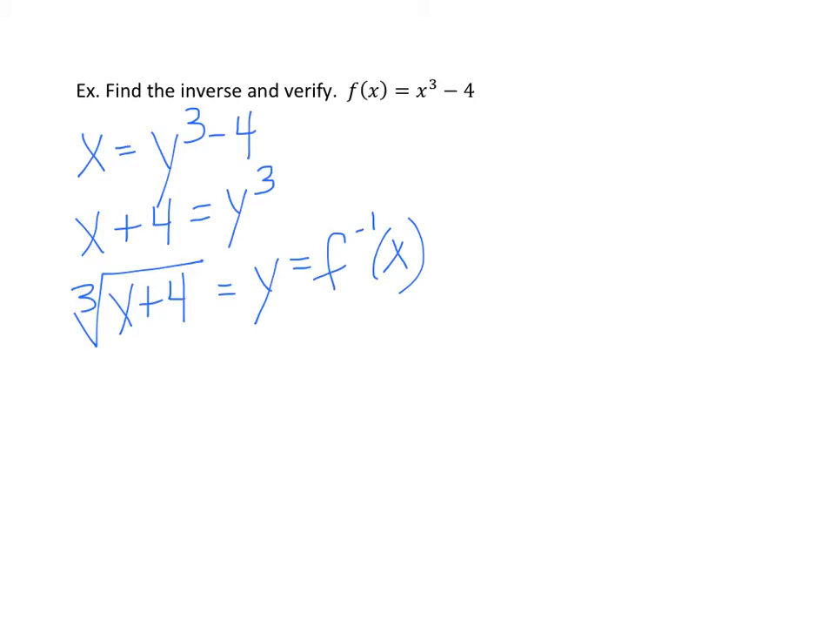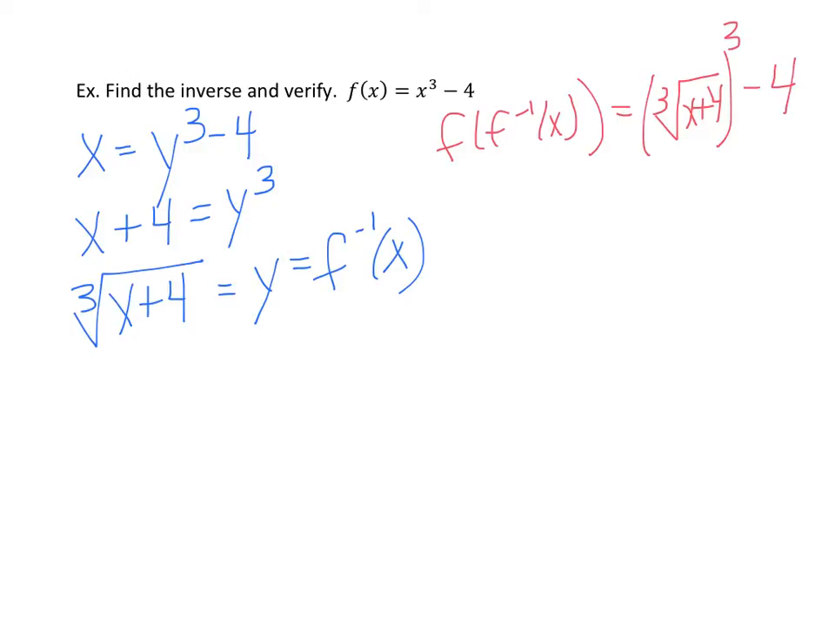Verifying, f of f inverse x. I'm going to put it in one step. So instead of x cubed, I'm going to be putting in the cube root of x plus 4, cubed, minus 4. Again, this is putting the inverse into the original. A cube and a cube root are going to cancel each other out just like a square and a square root do. So now I have x plus 4 minus 4, which equals x.